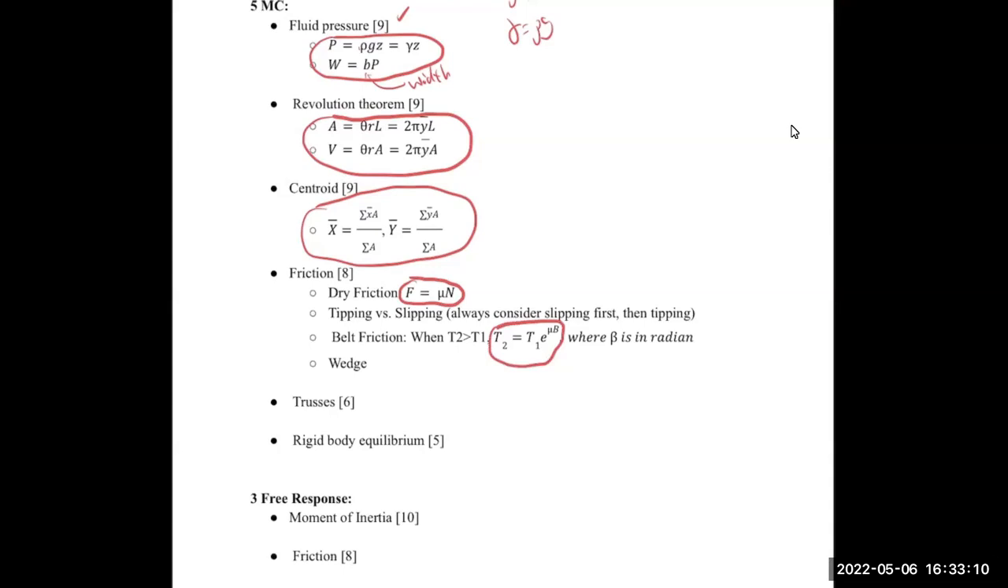T2 is always the one that is greater than T1. If the force is going in the T2 direction, then T2 is greater than T1. But if the force is going in the T1 direction, then T1 is greater than T2. In belt friction, beta is in radians. So if you get an angle, you have to multiply it by pi over 180 to get the angle into radian form.